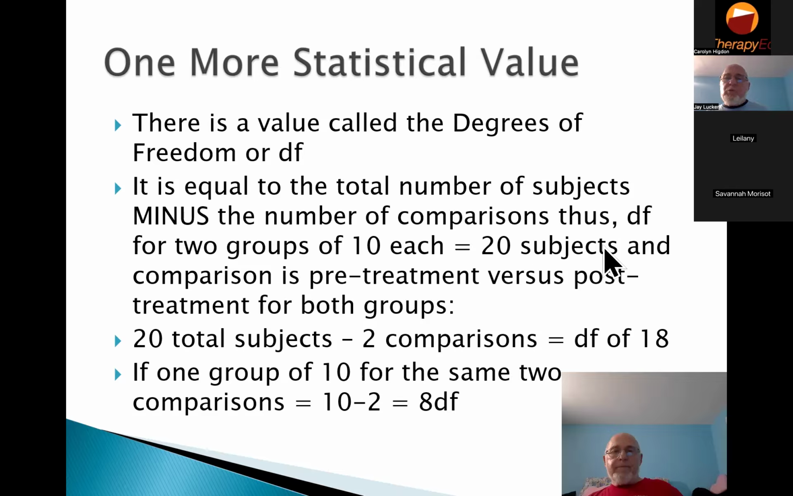Okay? So we have 20 subjects. Then what are you measuring? Pre versus post. Pre-therapy, post-therapy. That's 2 factors. So we have the number of subjects, the number of factors. And the way we do it is we take the total number of subjects and subtract the number of comparisons, which in this example is 2, so the degrees of freedom equal 20 minus 2.